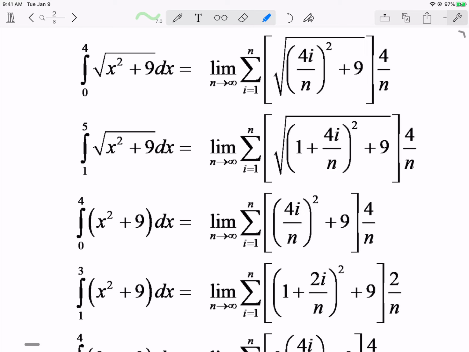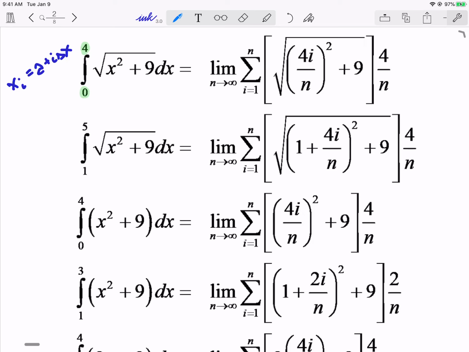So the first thing we're going to notice is the bounds, the limits of our integration. The first one goes from 0 to 4. Now remember my formula for x sub i, this is key for figuring out how to write these. x sub i is equal to a plus i times delta x. And remember, delta x is just the difference between b and a, which in this case is 4, divided by n, which is the number of rectangles you're going to have.